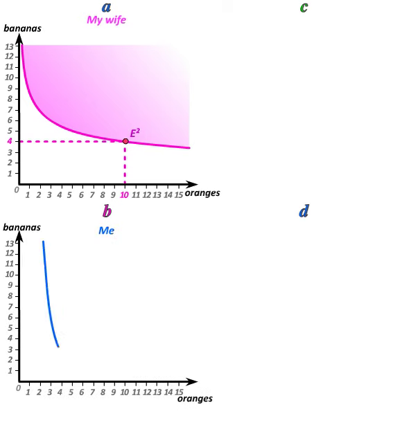I, on the other hand, own 3 oranges and 6 bananas, which forms my endowment bundle, E1. There's similarly an indifference curve for me that passes through this endowment bundle, with all bundles that lie above this indifference curve preferred to what I own to begin with.